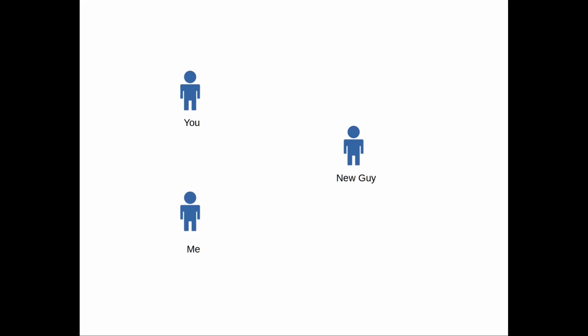So here's the setup. There are three people in the room. There's you, there's me, and there's New Guy. You and me are here to keep an eye on New Guy because he's New Guy. So let's do the experiment.